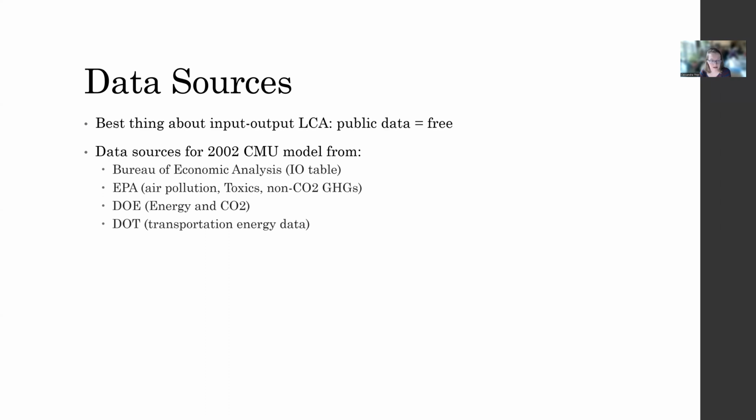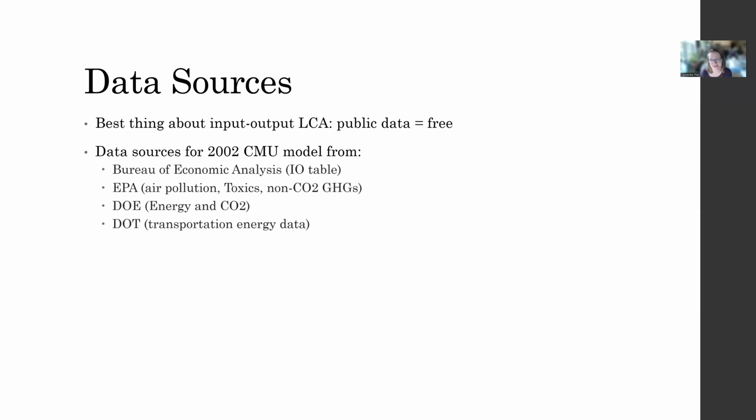And they were using IO tables from the BEA, EPA data on toxics and air pollutions and greenhouse gas, non-carbon dioxide greenhouse gases. They were using DOE data for energy and carbon dioxide, and the DOT, Department of Transportation, for transportation energy data. And so they overlaid all of that different environmental data on top of the IO tables for the US. And it was a really great source of information for a long time.